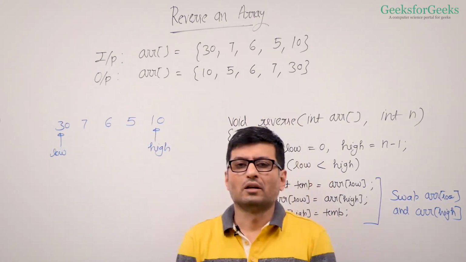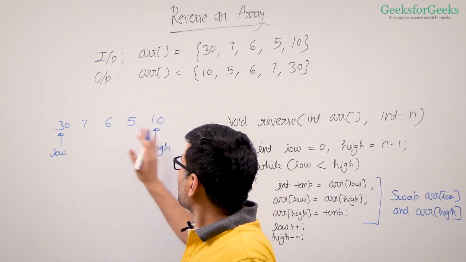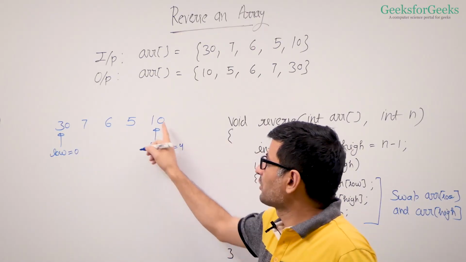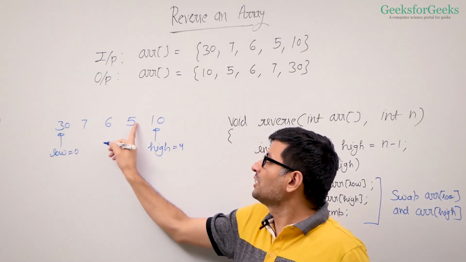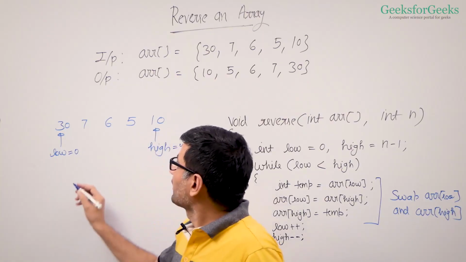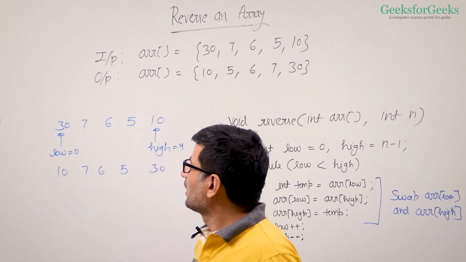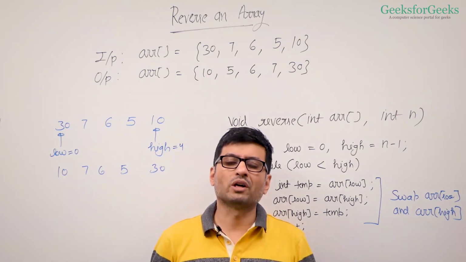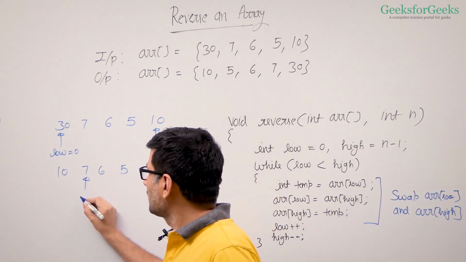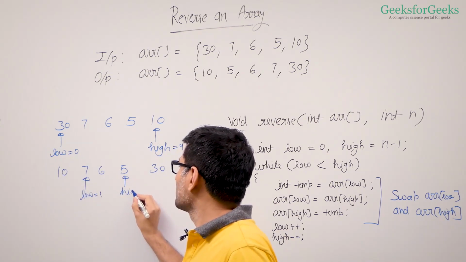Let us do a dry run for an example where we have odd number of elements. We have 5 elements. Low is 0 and high is 4. Index of last element. 0, 1, 2, 3, 4. Now what we do is, we swap array low and array high, so we get 10 and 30 here. And after swapping, we move low one position ahead and high one position before. So low comes here, it becomes 1 and high comes here, it becomes 3.